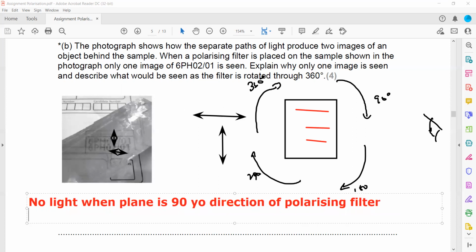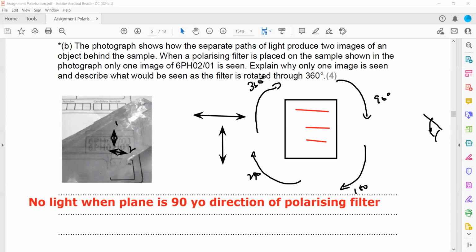Right now, without a polarizer, we are able to see both images. But once we place a polarizer and try to rotate, we'll see only a single image, because the image which has a component perpendicular to the plane won't be seen, and the other image will be seen. So if I'm saying this as image 1 and this as image 2.